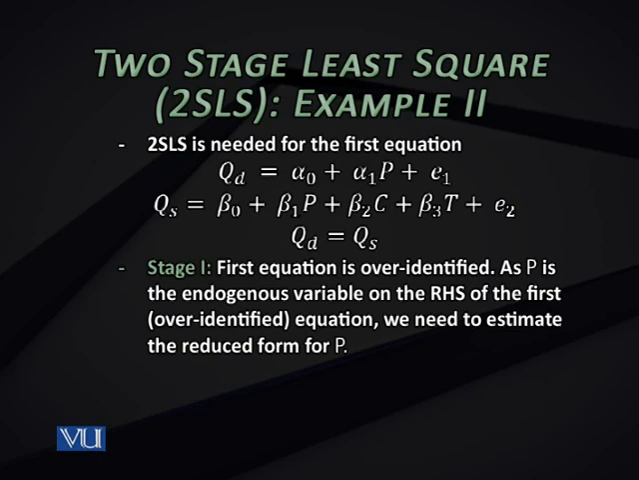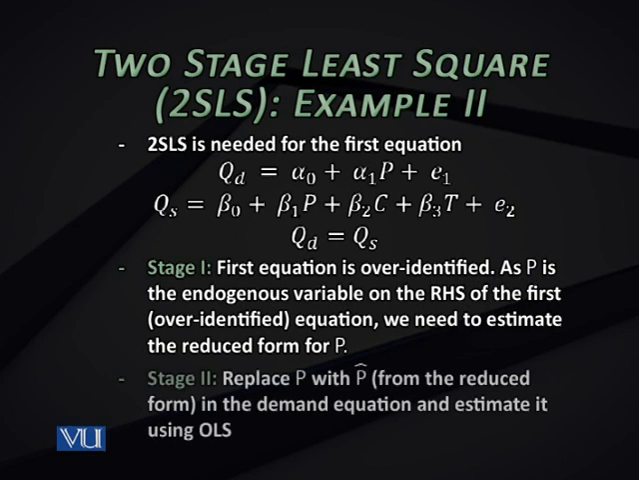Price. So price is endogenous. It exists on the right hand side of the over-identified equation. So the reduced form equation of price is needed. You will write this equation. You will estimate it through OLS. You will find the fitted values P hat. This completes stage 1.